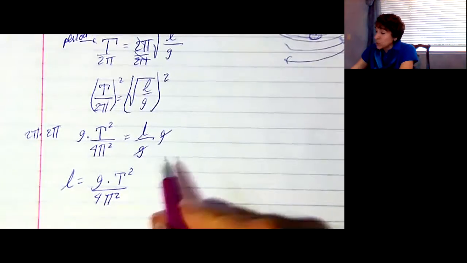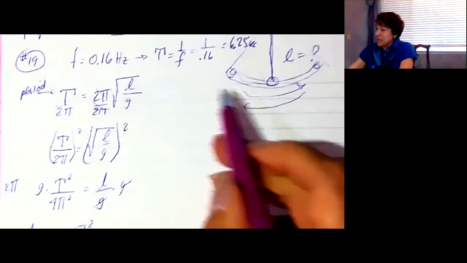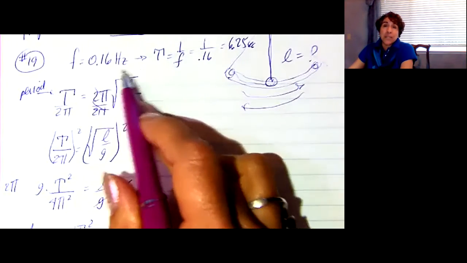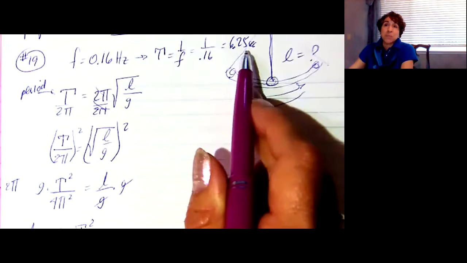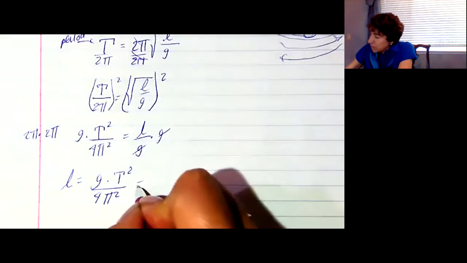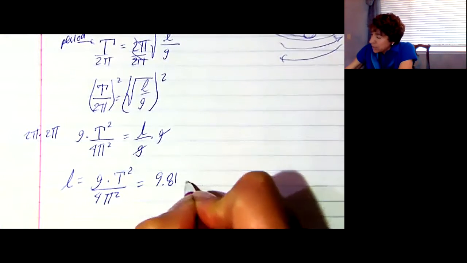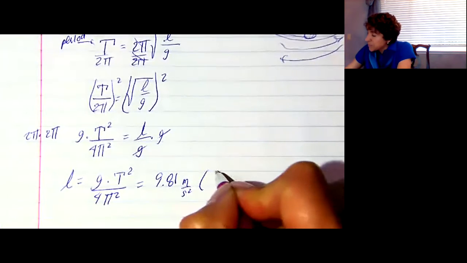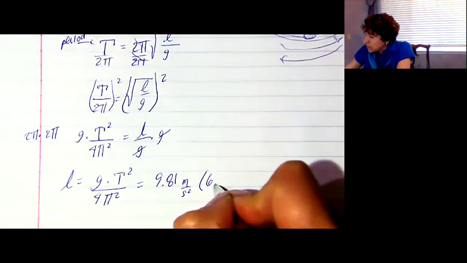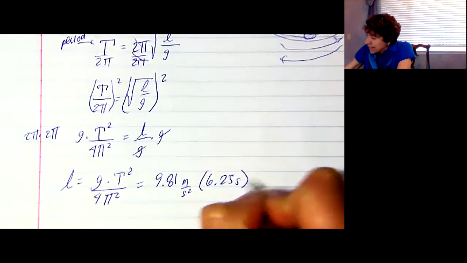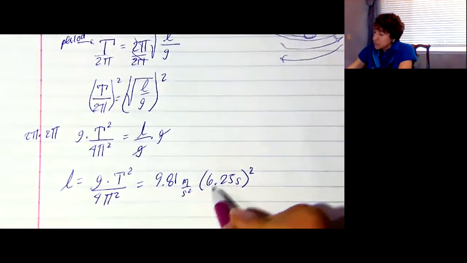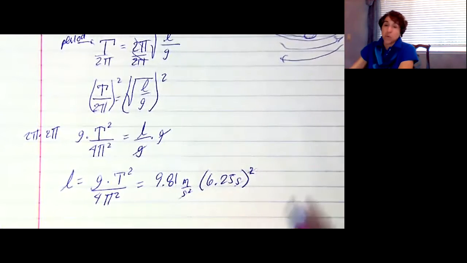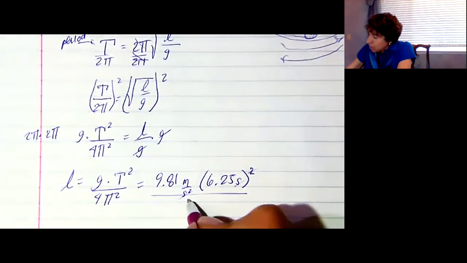There we go. Now they told us that the period was, well, they didn't tell us. They gave us the frequency and we took the inverse and figured it's 6.25 seconds. So I'm going to go 9.81 meters per second squared times 6.25 seconds, and I have to square that. So my second squared here cancels out with my second squared there, and all that divided by 4 pi squared.